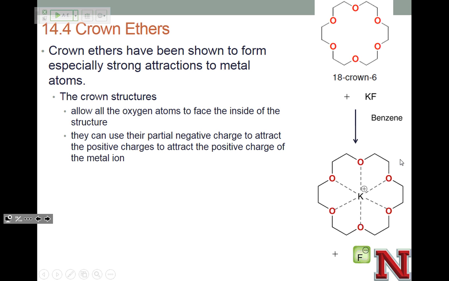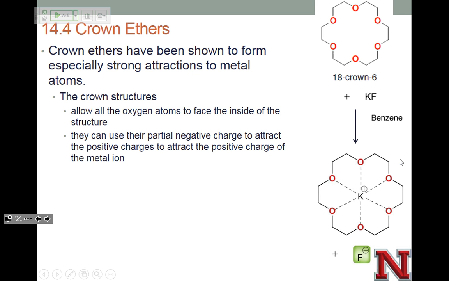And the way these work is our crown structures, all of our oxygens face in, and our carbons face out. They have that partial negative charge. So basically what we're doing is, remember how we talked about soap in chapter 1, and how soap can solubilize things by the polar heads facing out and the nonpolar tails facing in, forming a micelle, and they can have dirt go in the middle.